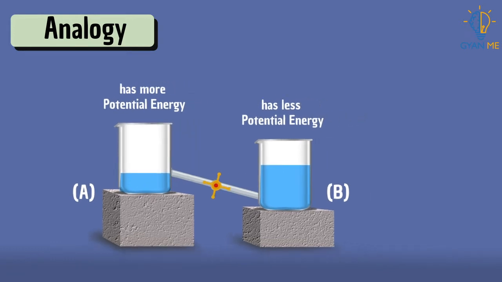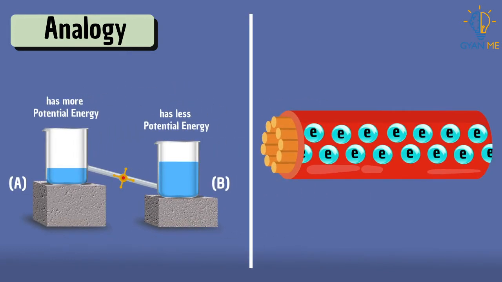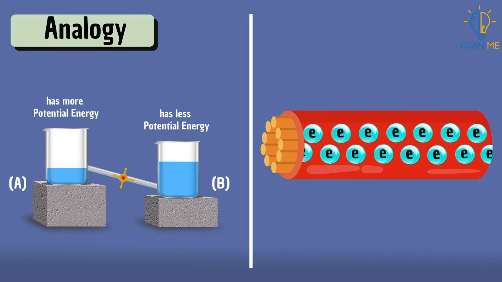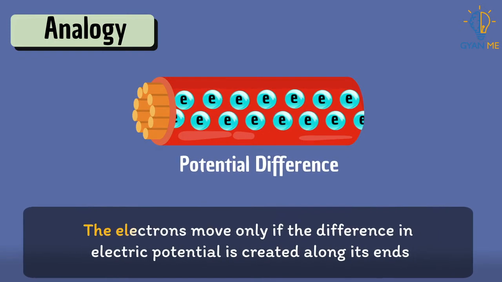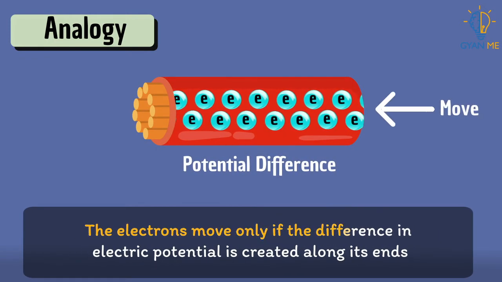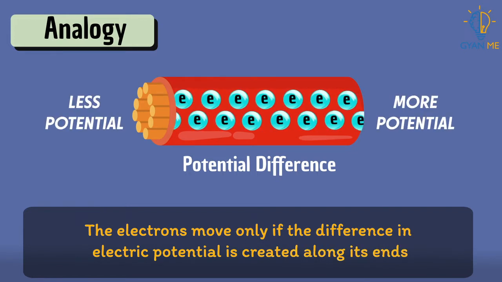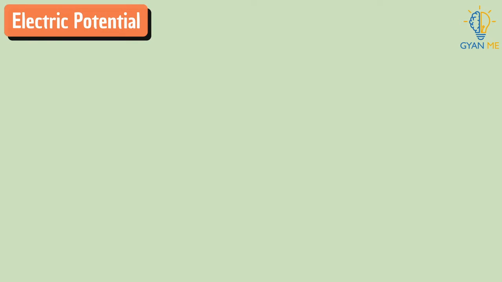Similarly, charges do not flow in a conducting wire by themselves as there is no potential difference across the two ends of the conducting wire. In a conducting metallic wire, the electrons move only if a difference in electric potential is created along its ends. This electric potential difference can be produced by a battery.